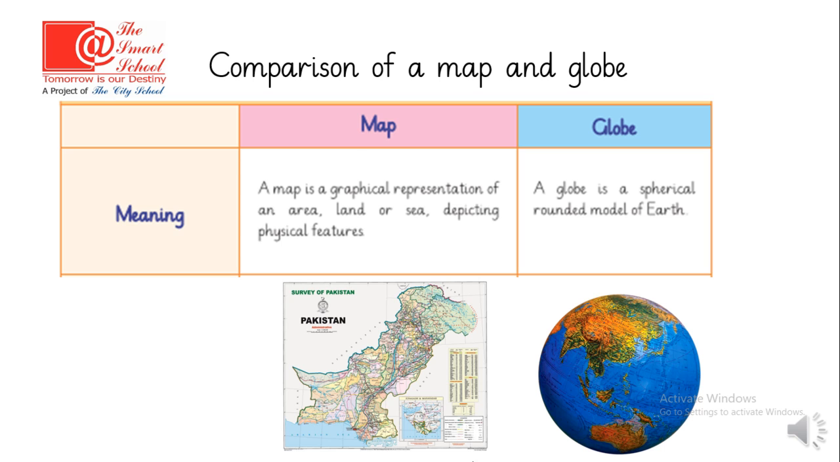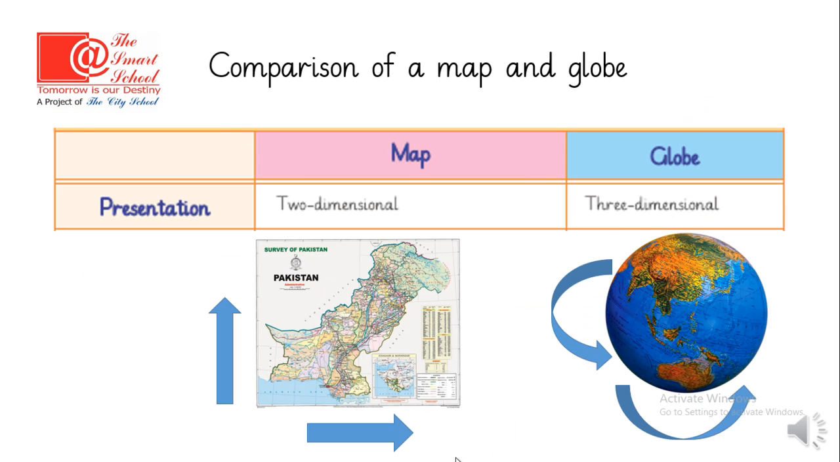A map is a graphical representation of an area, land or sea, depicting physical features. However, a globe is a spherical, rounded model of the Earth. A map is two-dimensional. It shows the width and the length. However, a globe is three-dimensional. It's a round model.